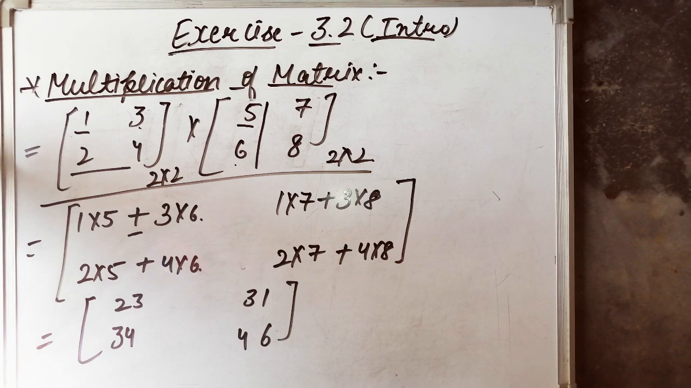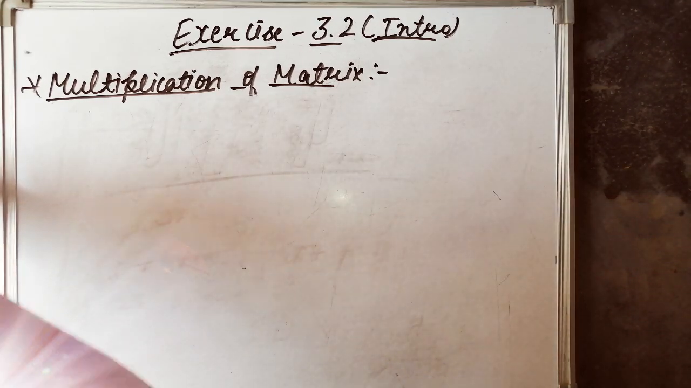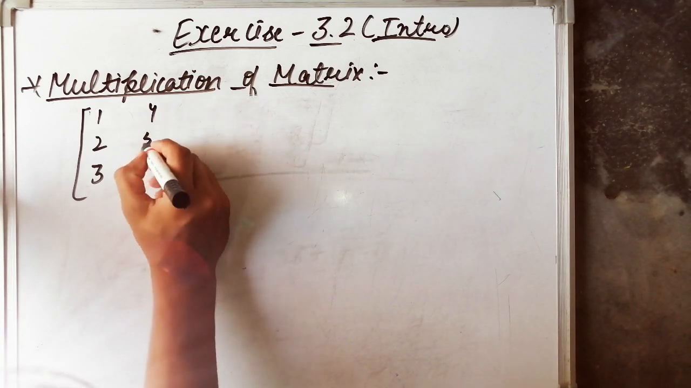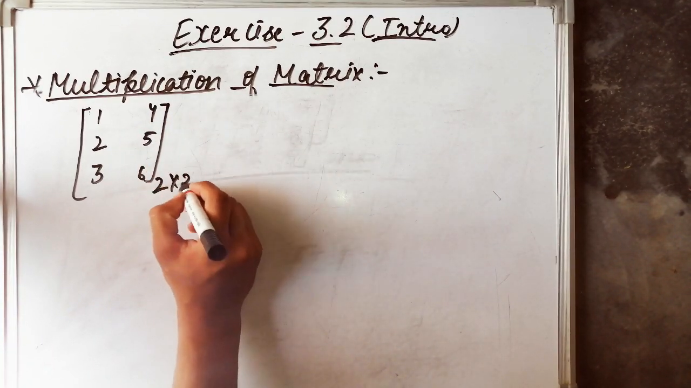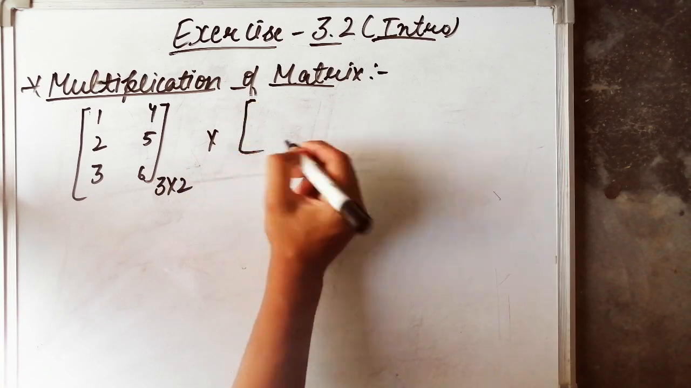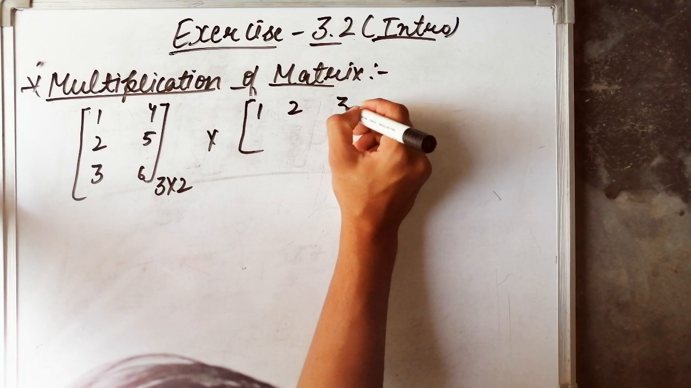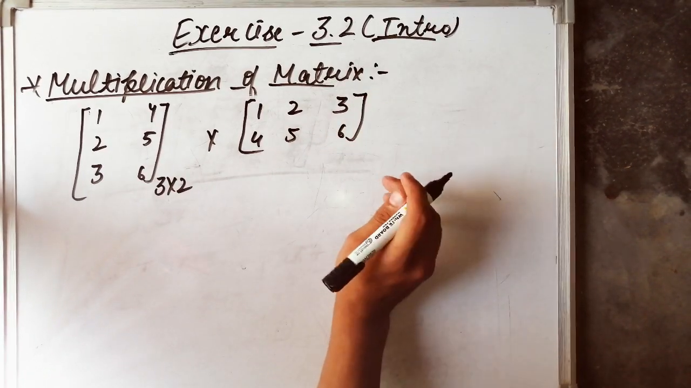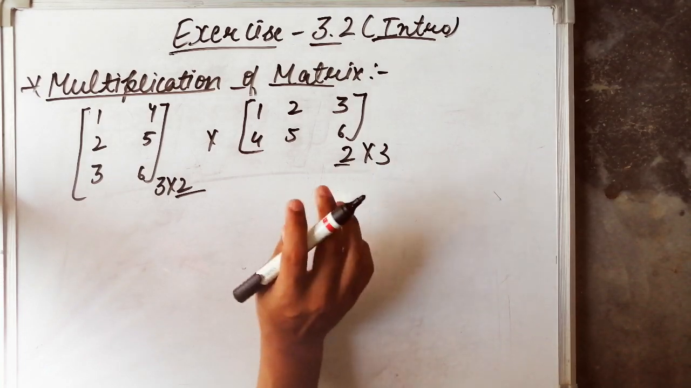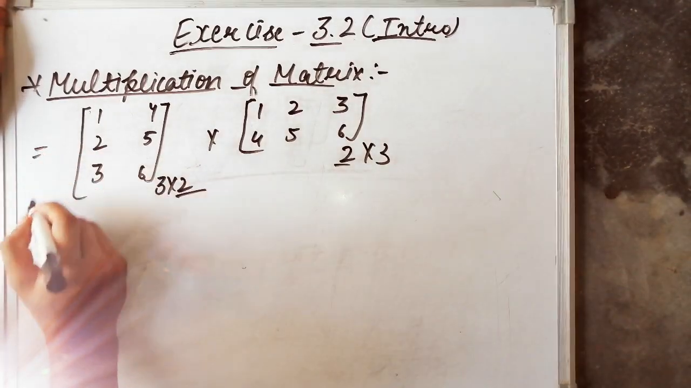And now let's take an example of order 2 cross 3 and 3 cross 2, which seems to be quite difficult for the students. But before that, pause the video to note it down. Okay students, let's take an example of 3 cross 2: 1, 2, 3, 4, 5, 6. This is the matrix of order 3 cross 2, sorry. And we need to multiply this with this 2 cross 3 matrix, 1, 2, 3, 4, 5, 6. Now you can see that this 2 is equal to this, so the multiplication is possible. Let's do it.